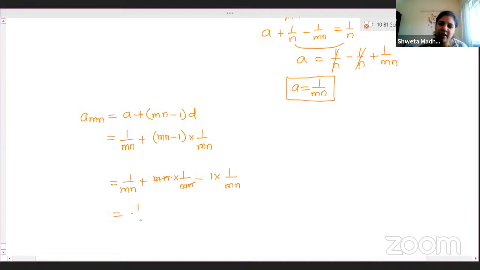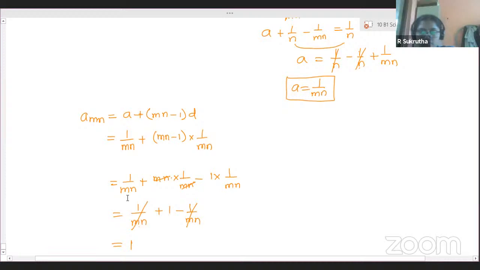So 1 by mn. The main mistake students write here is 0. It is not 0, this is plus 1. Most of the students I have seen, 90% of the students leave this part and therefore go wrong. And this is minus 1 by mn. So plus 1 by mn minus 1 by mn cancelled. So what is left out? Only 1. Clear?